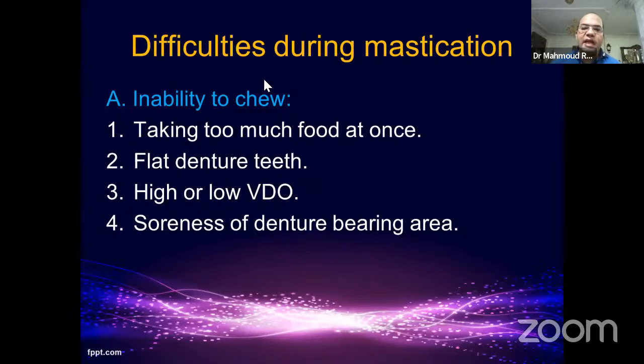Difficulties during mastication: inability to chew, if the patient complains of that. He may take too much food at once. The denture teeth may be flat. The patient may have a high or low vertical dimension of occlusion. We may have soreness of the denture-bearing area, localized or generalized.